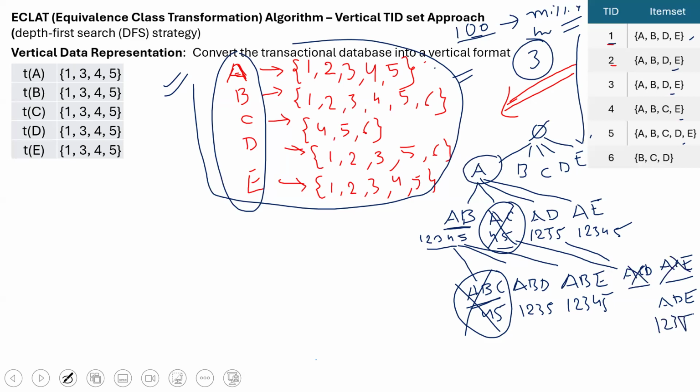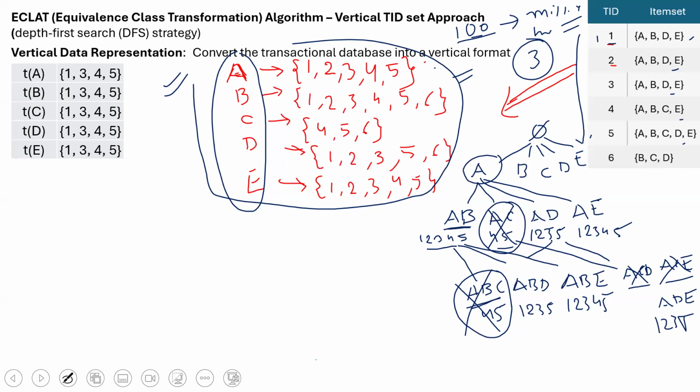Got it? So when you convert this database into a vertical format, finding the supports becomes easy. Earlier, for every ABD, you used to traverse through all the million records. But now you just find the intersection of these two sets, which you have already calculated before. So this is how the ECLAT algorithm reduced the computational cost of traversing the entire transactional database. This is the ECLAT algorithm.